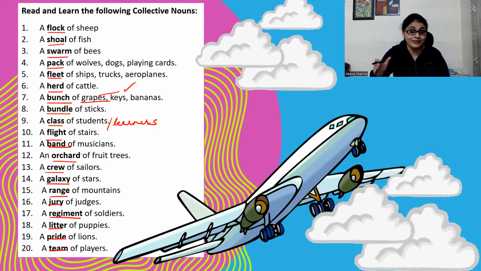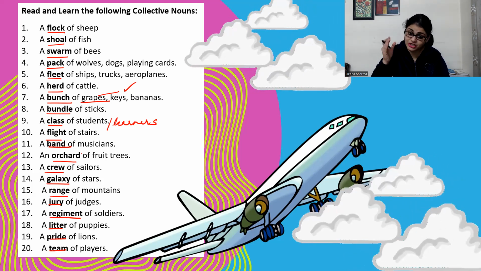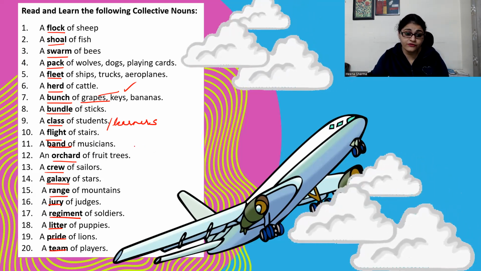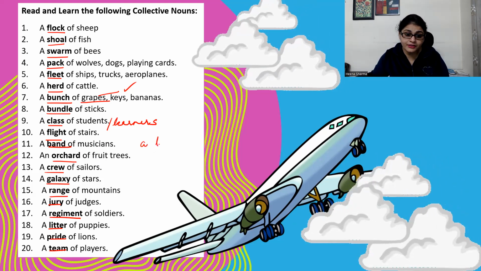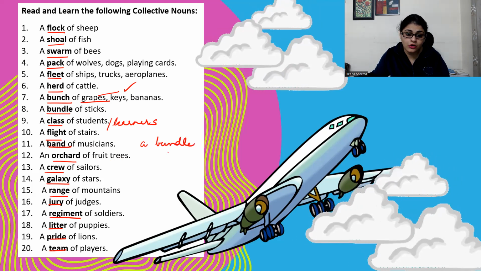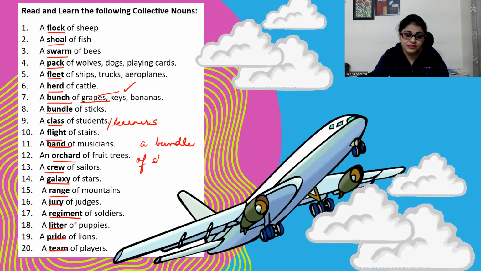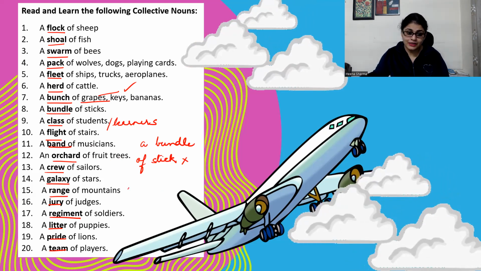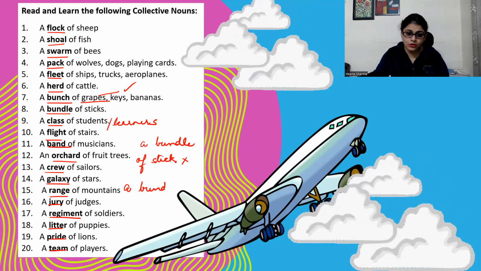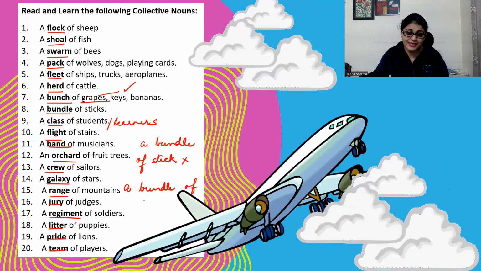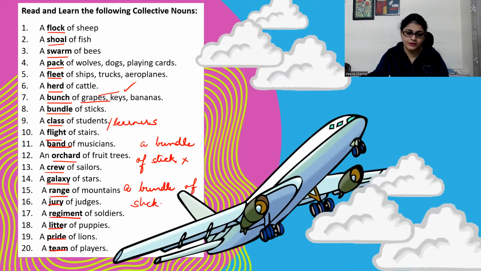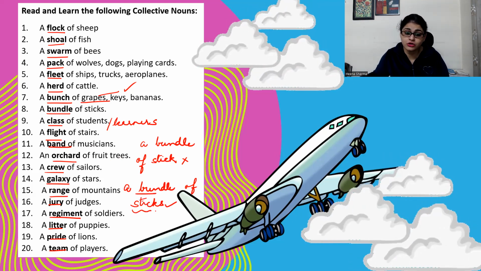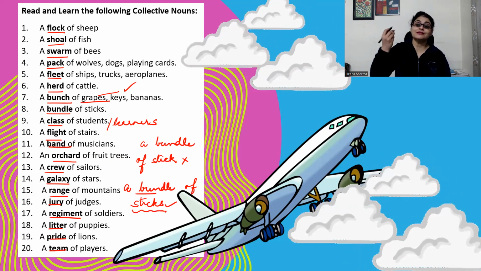अब बंडल ऑफ स्टिक नहीं लिखेंगे आप, बिकॉज ये बच्चे 80% बच्चे ये गलती करते हैं. अ बंडल ऑफ stick will be incorrect. A bundle of sticks will be correct. Because you are naming a collection of noun that is a stick.